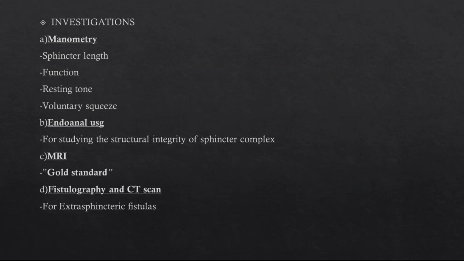So there are various investigations which we don't do routinely, but you remember these: manometry, endoanal ultrasound, and MRI. Manometry is to note the sphincter length, the function of the anal sphincters, the resting tone, and the voluntary squeeze. Endoanal ultrasound is to note the structural integrity of the sphincter complex. But among these, the gold standard is MRI, that you remember. Fistulography and CT scan are only for extrasphincteric fistulas.